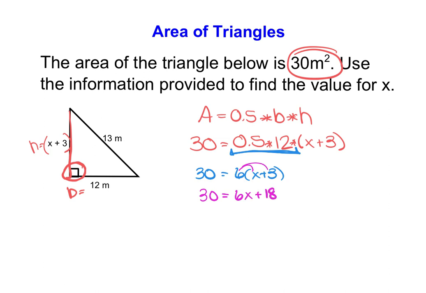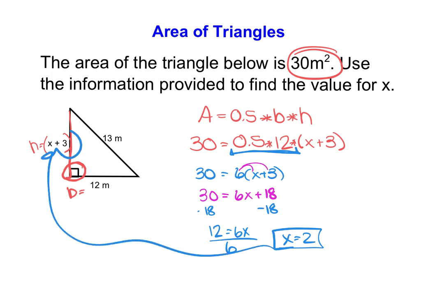Then to solve this equation further, I can subtract 18 on each side. So I have 12 is equal to 6x. Divide both sides by 6, and I end up with x is equal to 2. And if I were to take that and plug it back in here, 2 plus 3 would mean that my side length over there was 5.